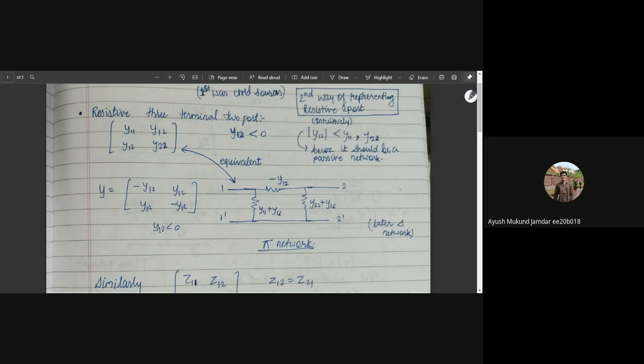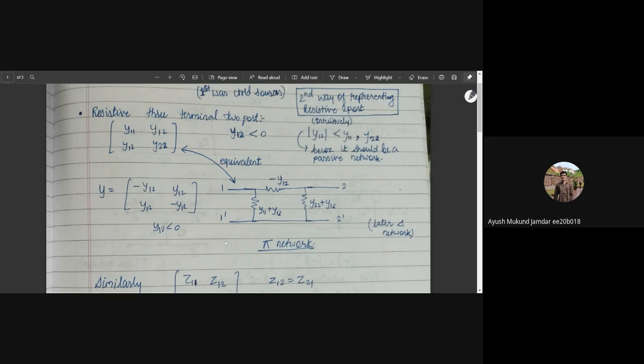By reciprocity, Y12 will be equal to Y21, and it is observed that Y12 turns out to be negative because it should be a passive network. It should just consume the power supplied, and it can be equivalently represented as the network shown in this figure. That is, we have Y11 plus Y12, minus Y12, and Y22 plus Y12 connected in the pattern shown here. This is what we call a pi network, and its equivalency to the two-port network equation is found by using nodal analysis on nodes 1, 2, and the ground. I'll not go into the derivation of that right now, but this is how it can be represented. And as I said, since Y12 is negative, minus Y12 will be positive, which will give a positive resistance.